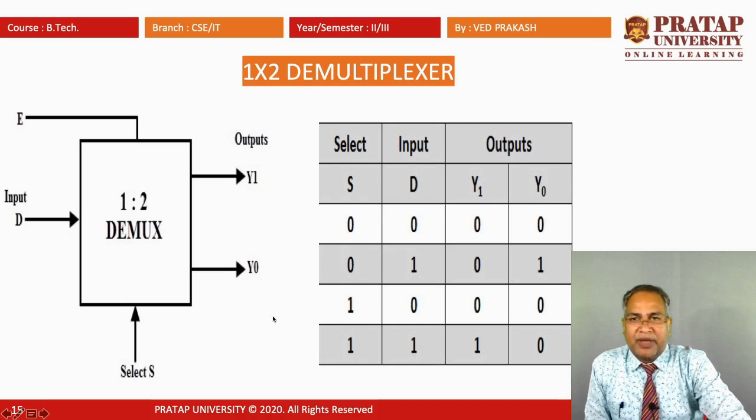So that is the basic principle of a demultiplexer, how a demultiplexer routes one line to multiple output lines.